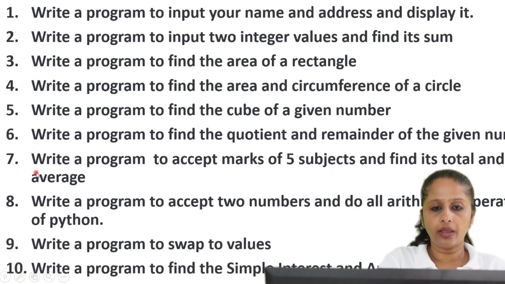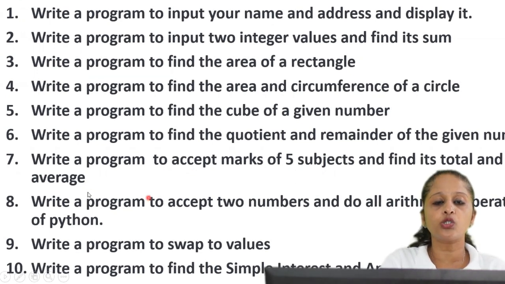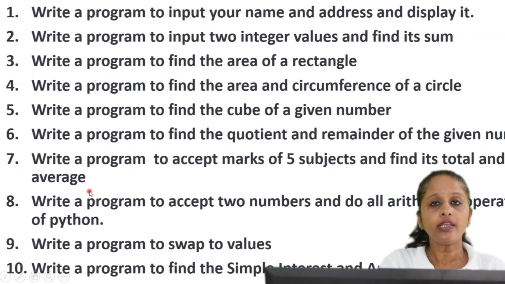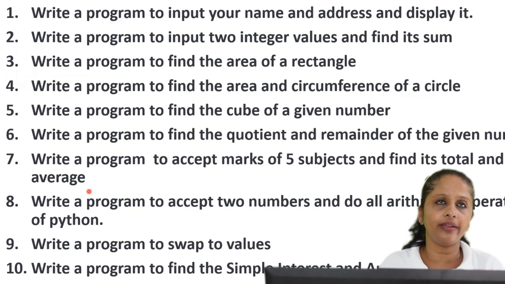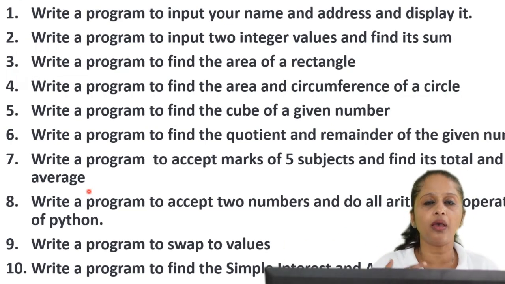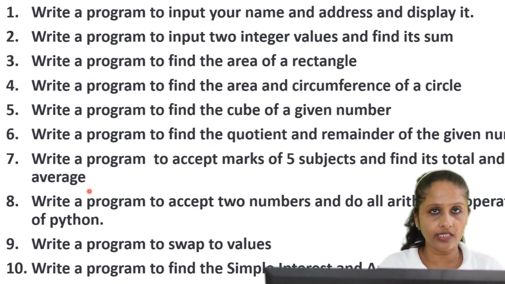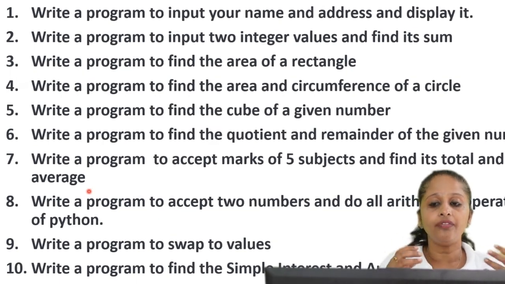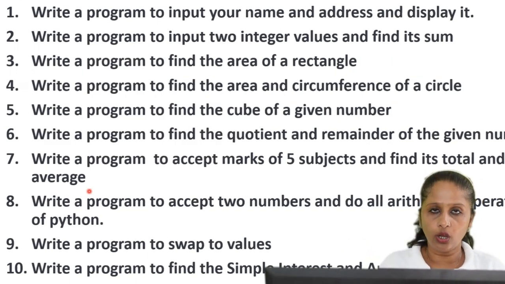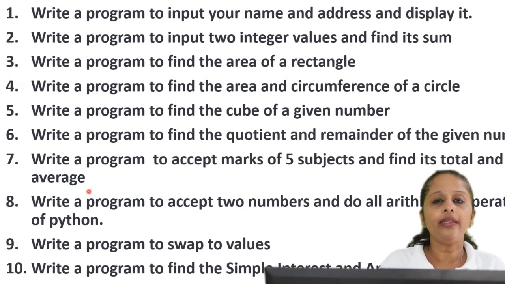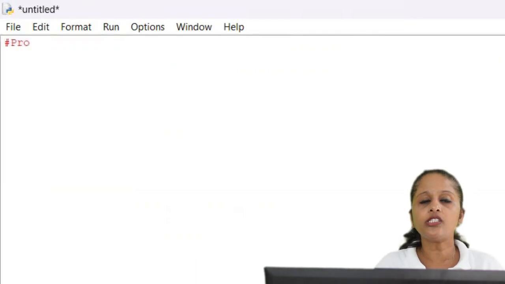The next program is to write a program to accept marks of 5 subjects and find its total and average. You have to input the marks of the different subjects you are studying, and find the total and its average. So you have to use 5 variables for 5 subject marks. Then find the total, for that also use a variable. Then find the average, total divided by the number of elements. So let's do the program.